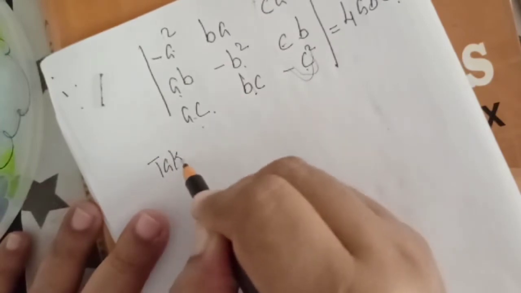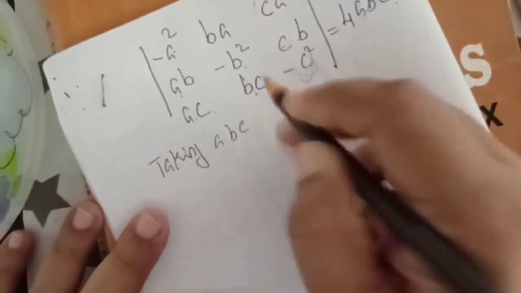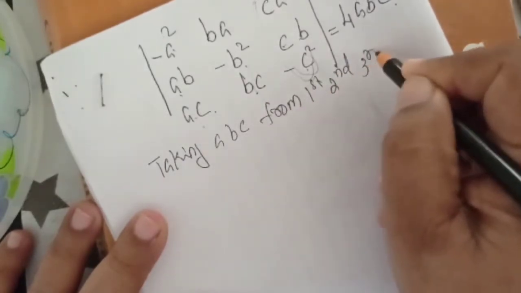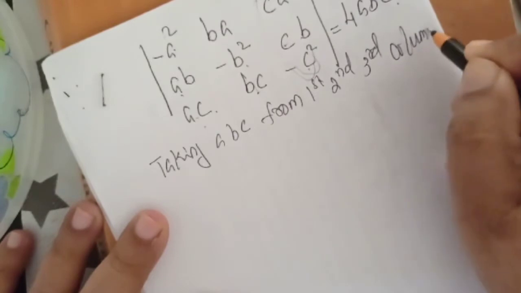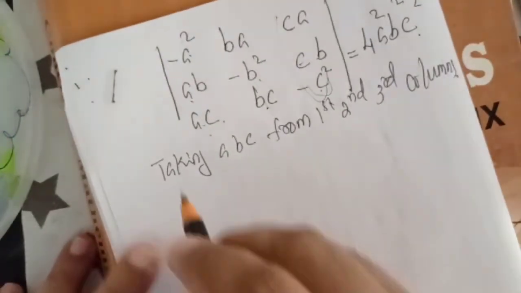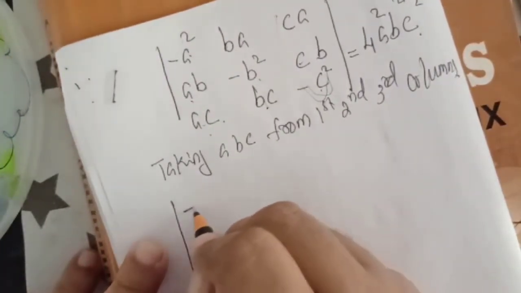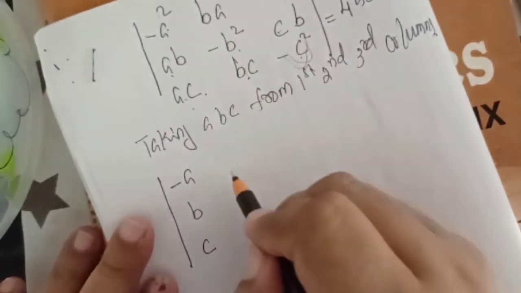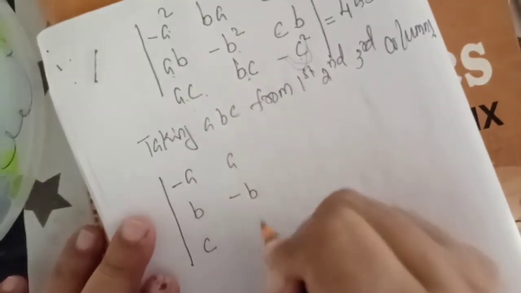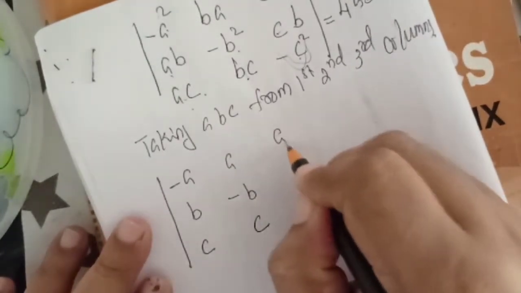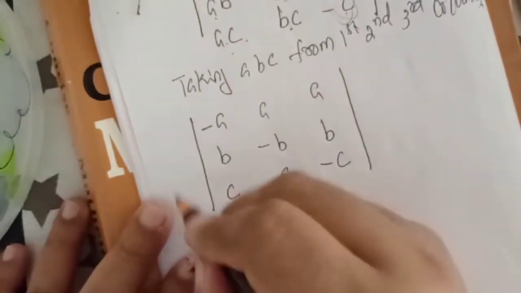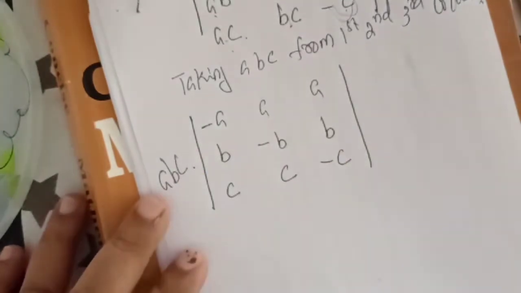Taking A, B, C from the first, second and third columns. When you take A from the first column, the remaining is minus A, B, C. Second, when you take B outside, A, minus B, C. Same way, A, B, minus C. What is outside? A, B, C is outside.